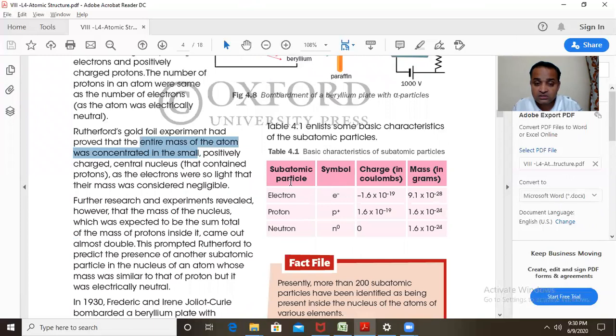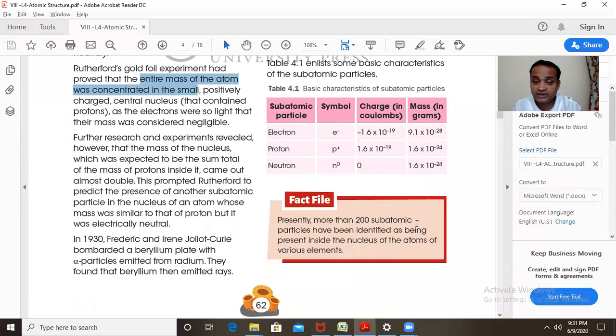Electrons are the negatively charged particles. Their mass is 9.1 into 10 raised to minus 28, very, very negligible. Protons carry one unit positive charge, and mass is 1.6 into 10 raised to minus 24. Neutrons do not have any charge, but mass is the same as that of the protons, that is 1.6 into 10 raised to minus 24.